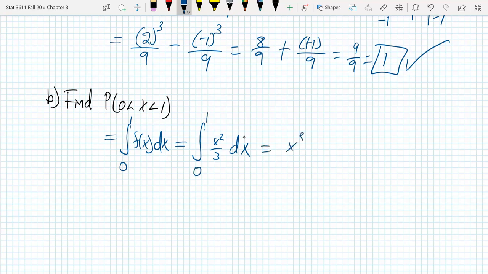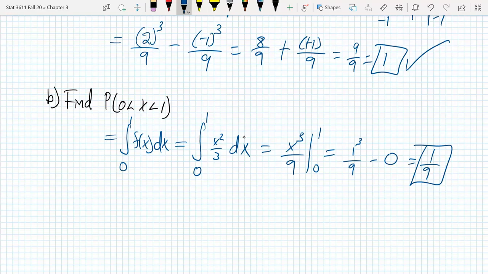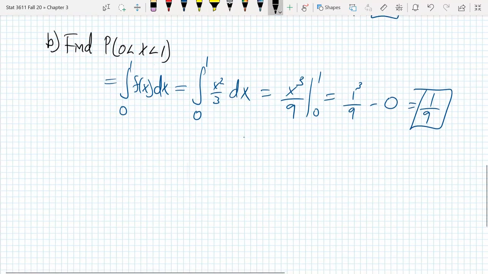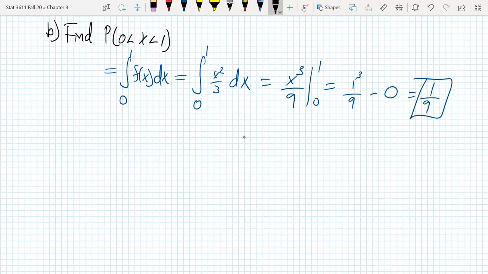And let's see what we get. Antiderivative should be the same here. X cubed over 9, but now we just evaluate this from 0 to 1. So that's going to be 1 cubed over 9 minus 0 cubed over 9, which is just 0. And so that probability then is 1/9. All right. Let's try one more. One more example here.